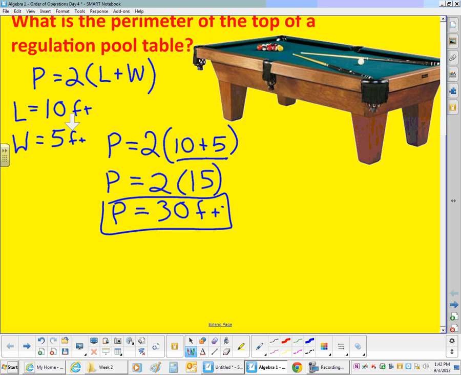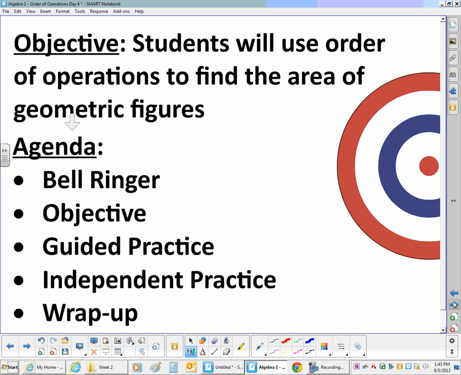So now that we're done with our bell ringer, I'll give you a moment to copy that down, and then we're going to move on. Okay, let's take a look at our objective for today. Students will use order of operations to find the area of geometric figures. We already did our bell ringer. We're going over our objective now. Next thing we're going to do is the guided practice. Then you'll be doing independent practice and wrap up at the end.